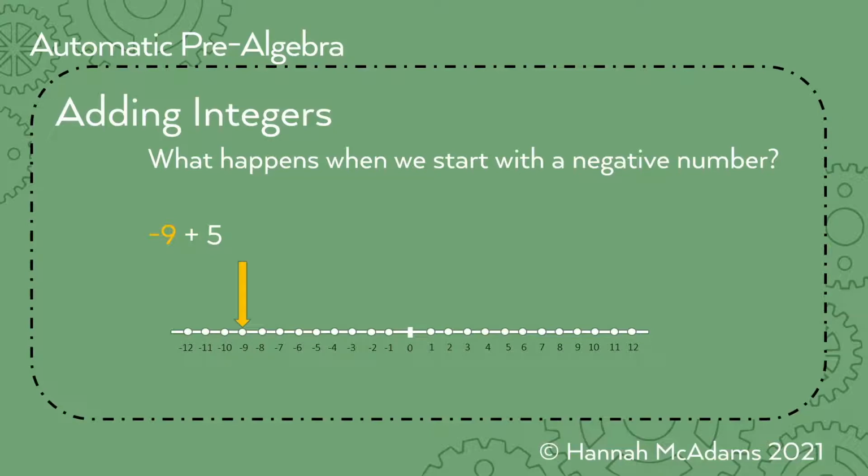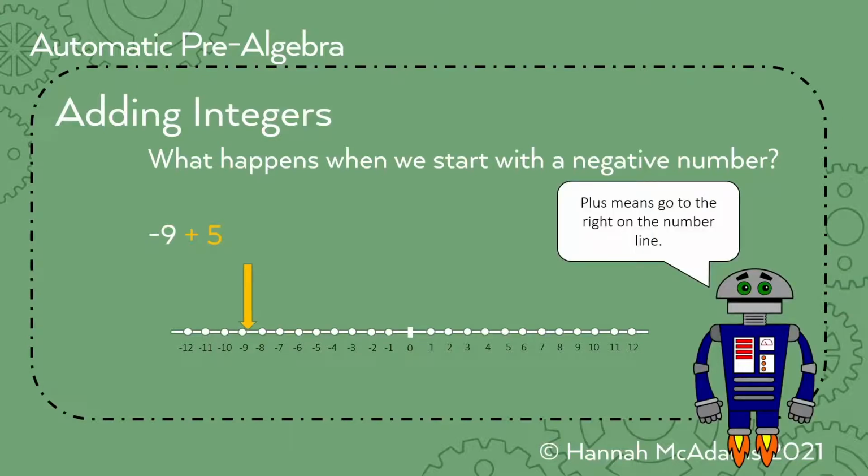Subtracting, I would assume the left. Well, we've got negative 9 plus 5. So that plus means we go to the right. Okay. Does that make sense? Yeah. Okay, so we're going to go to the right.